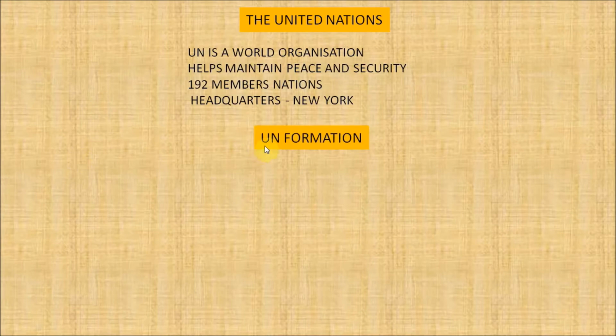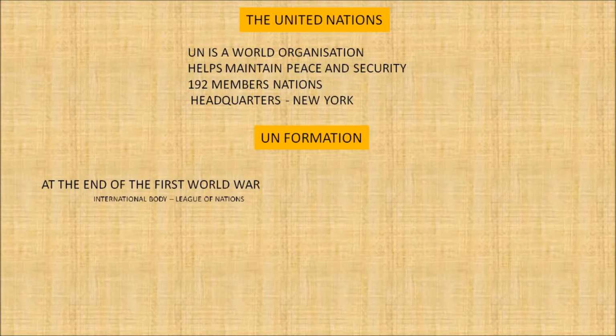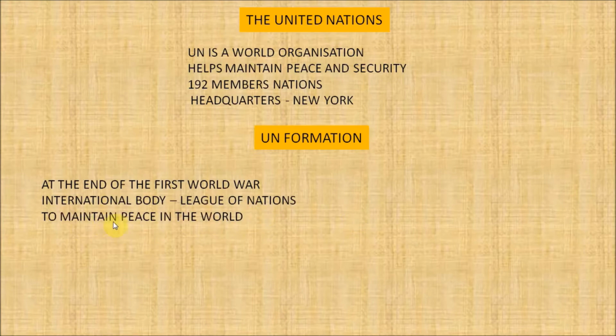Now let's see the United Nations formation, how it is formed. At the end of the First World War, the leaders of the world set up an international body which is called the League of Nations. Its aim was to maintain peace in the world. But it proved to be a weak body and could not do much in the direction of keeping peace in the world.